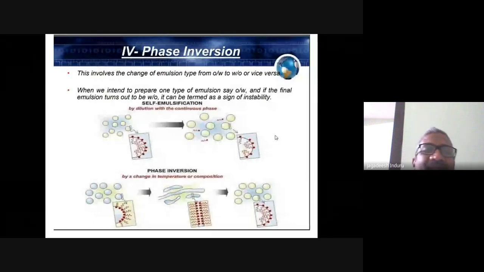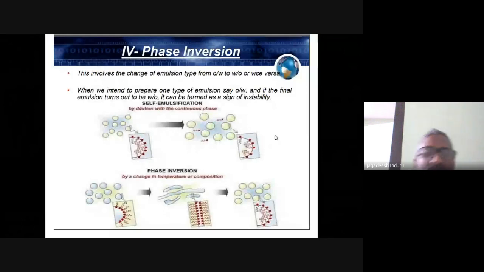And if the final emulsion turns out to be water in oil, it can be termed a sign of instability. Because we wanted to prepare oil in water, but we got water in oil, it is a sign of instability. But if we make the sign of instability intentional to get a stable emulsion, this is one tool in a manufacturing methodology.